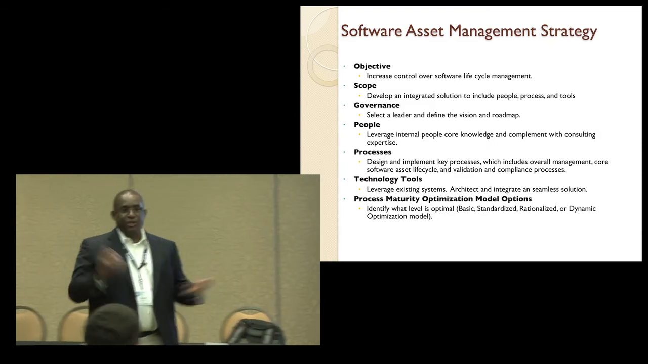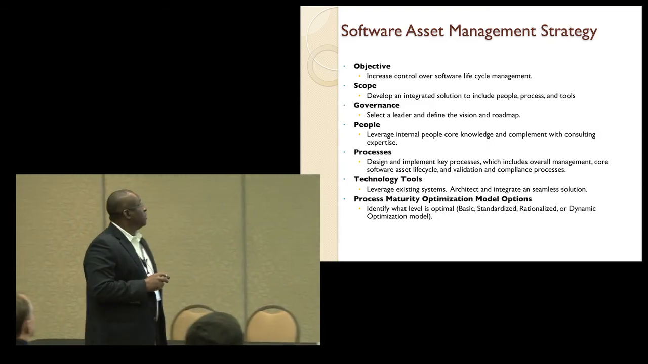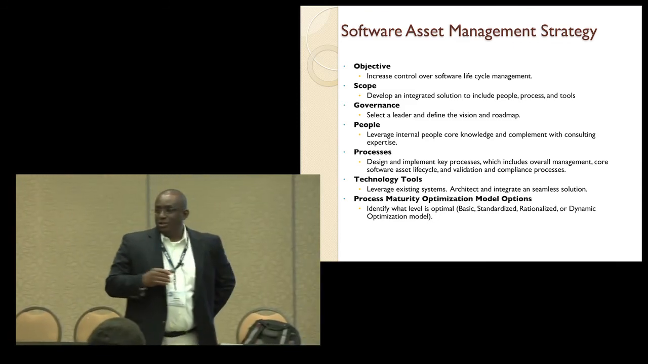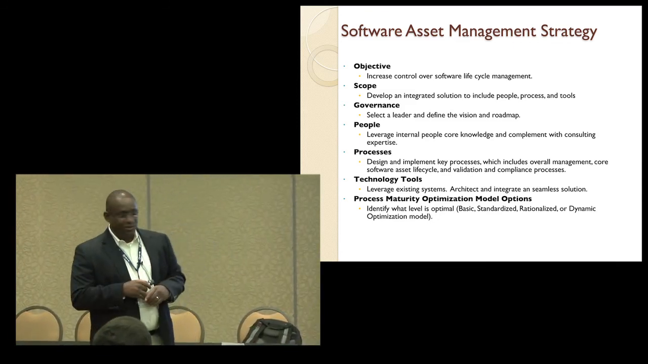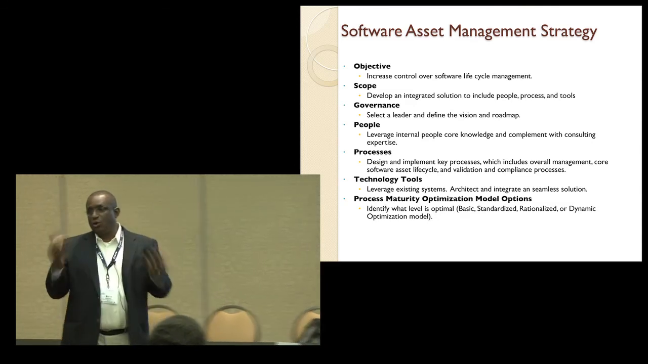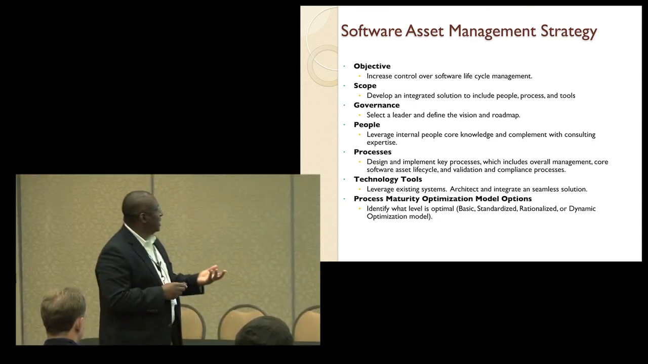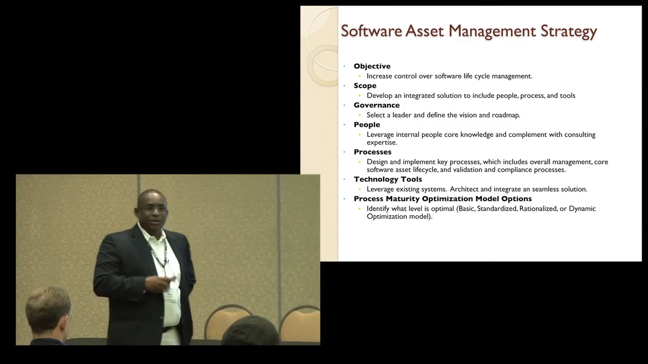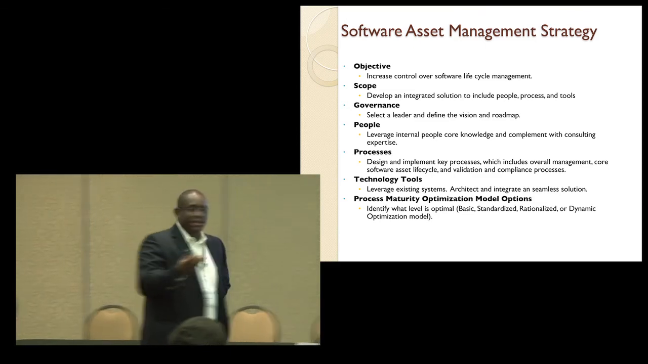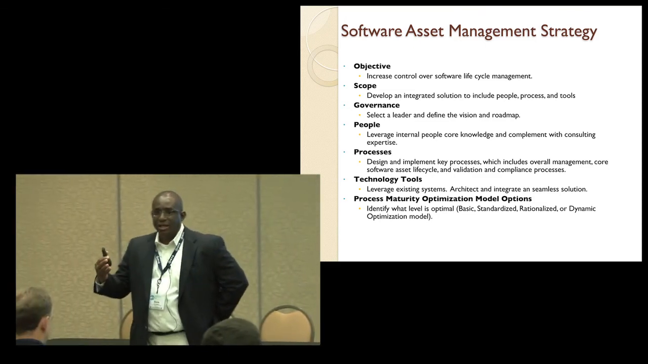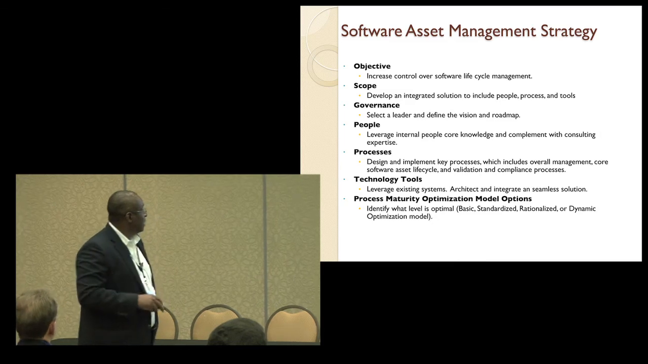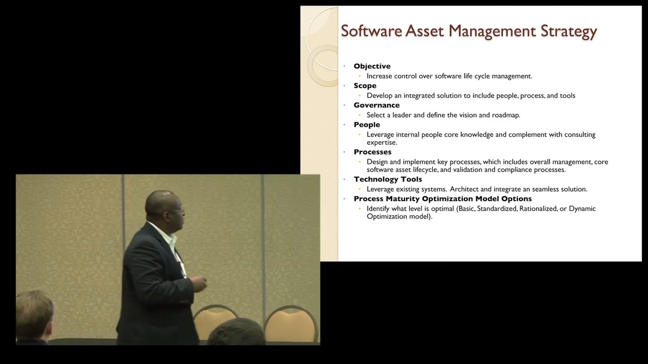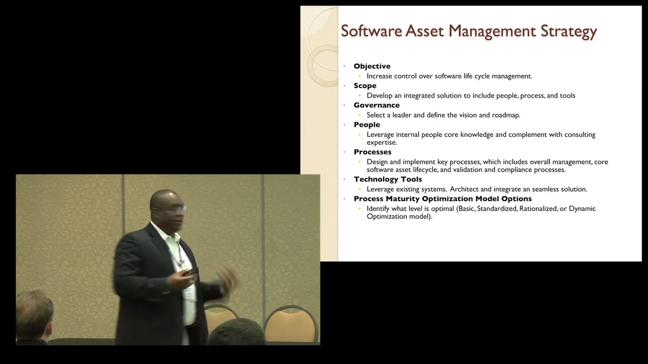So there are a bunch of key components that you look at. What are the objectives? For me, I said I want to increase control over what's going on with our software. We want to have a scope. How much work are we going to do? And what does it really mean? In terms of governance, how are we going to set up the rules and policies, and who are the leaders who are going to help us build this vision and roadmap to move this forward? And how are we going to integrate our people into this process? What are the processes and what are they going to look like?